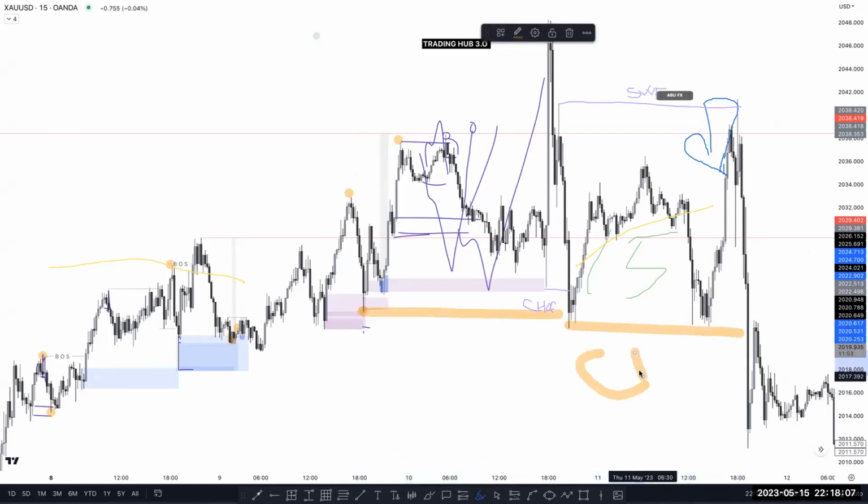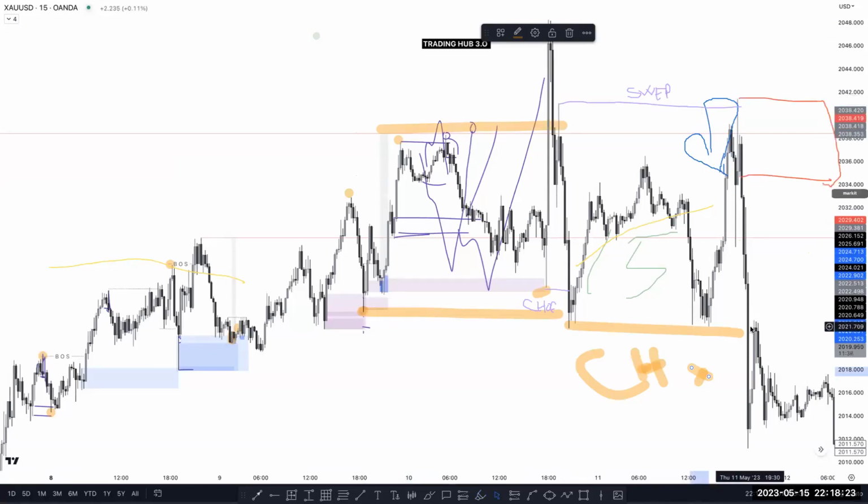This is a chalk, right? But when the inducement is taken out, this becomes our chalk, not this one. Yes, sir, this is a sweep. Chalk, sweep, and cell. Perfect.